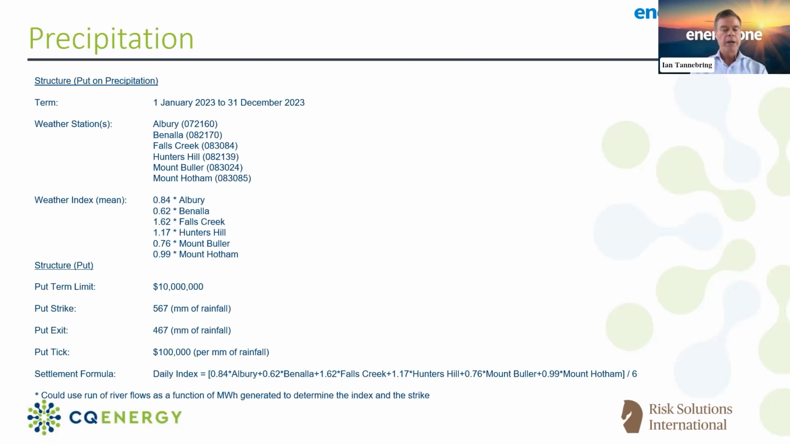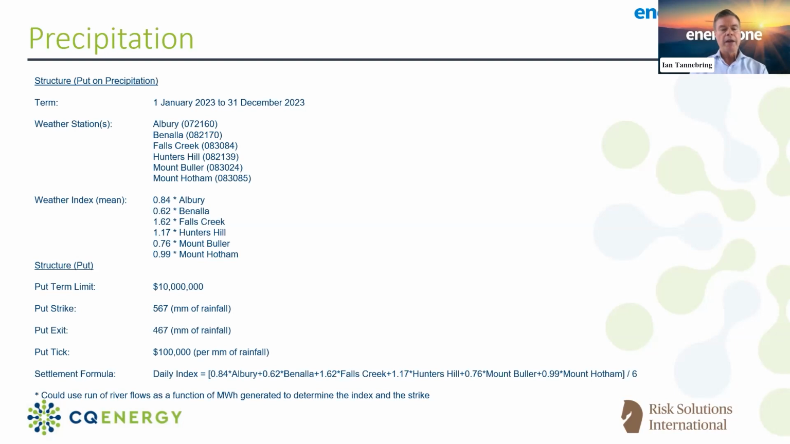weather stations. And so you can see here that the put strikes at 567 millimetres. If the amount of rainfall that fell over that risk period was below that, then for each millimetre below that put strike, they would get paid $100,000 down to a put exit of 467 millimetres or a maximum of $10 million, which is where the product limits out. And this is something that's been purchased by hydro generators down here over the years.